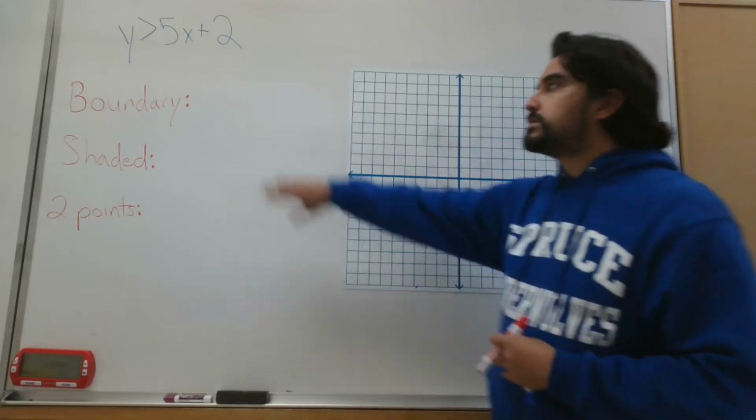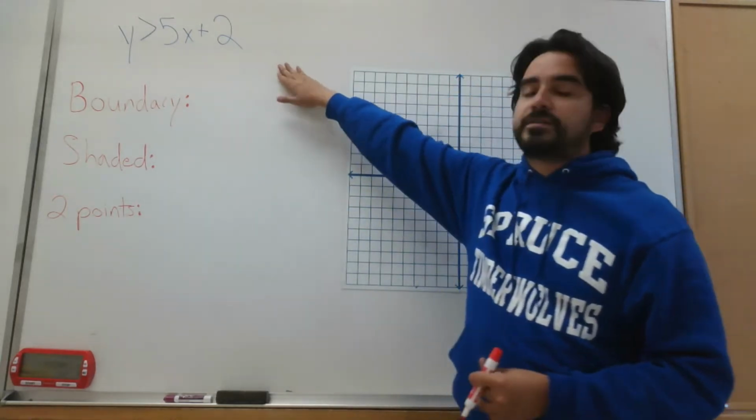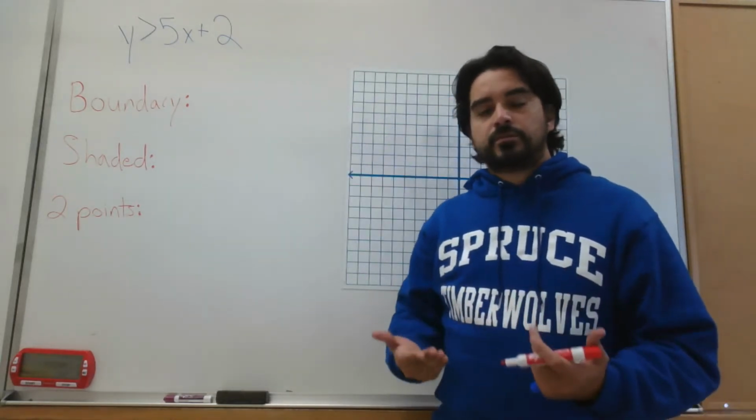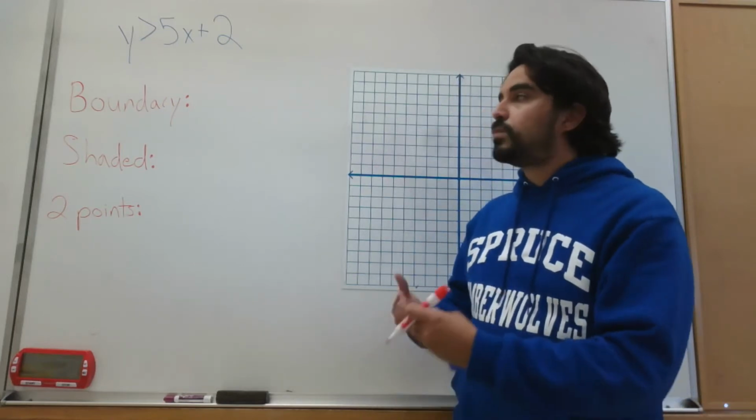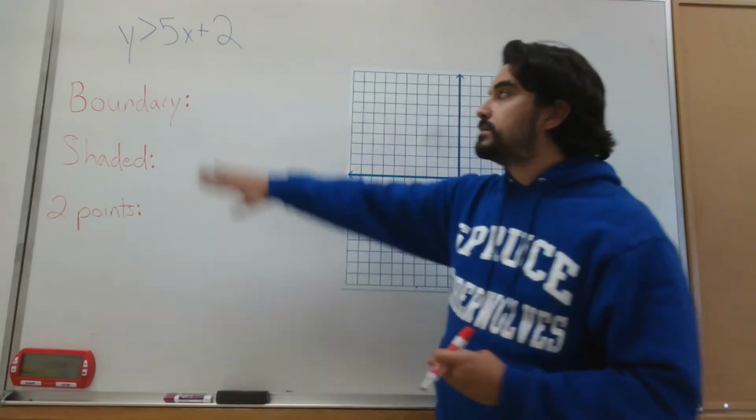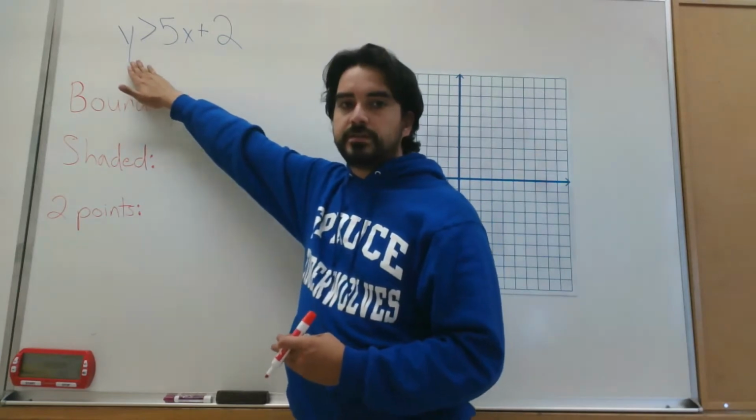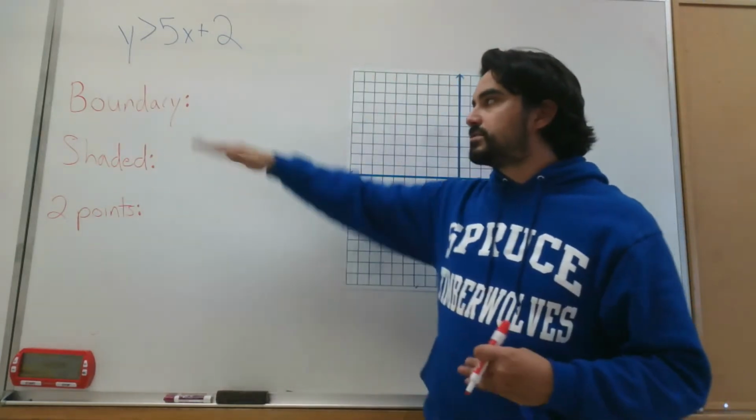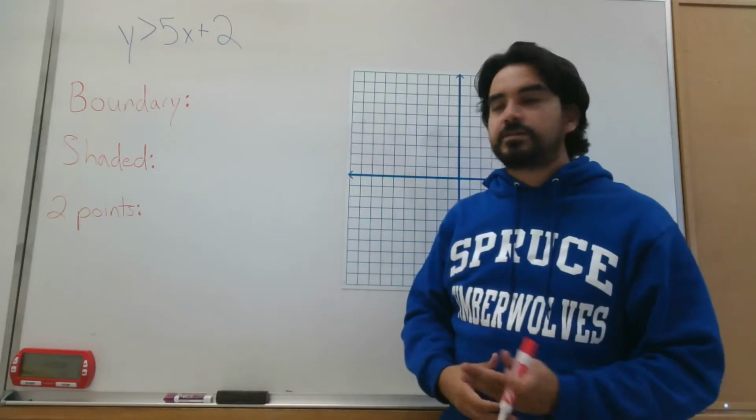So, we are given this inequality: y is greater than 5x plus 2. When you have an inequality, make sure your y value is isolated. In this case, it already is. So, we can go ahead and ask ourselves three questions in order to graph it.